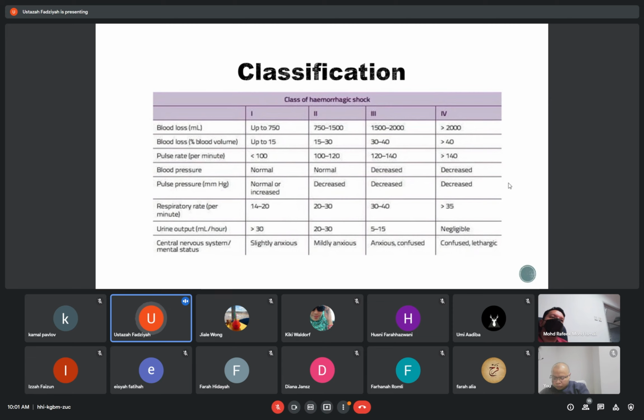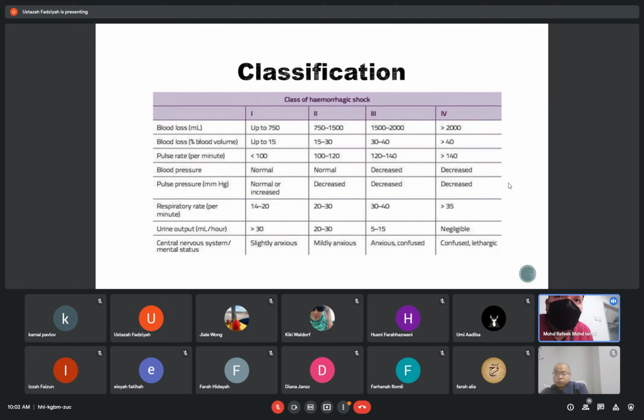and then the urine output also ranges between 20 to 30. For class 3, the blood loss will be between 1500 to 2000 and the pulse rate more than 120 to 140, and then the blood pressure starts to decrease, lowish, and the respiratory rate will be more than 30 and the urine output within 5 to 15. In class 4 of hemorrhagic shock, the blood loss will be more than 2000 and the pulse rate will be more than 140 with lowish BP, and the respiratory rate is already more than 35 and the urine output is negligible. So at stage 4, the patient starts to be confused, lethargic and so on.